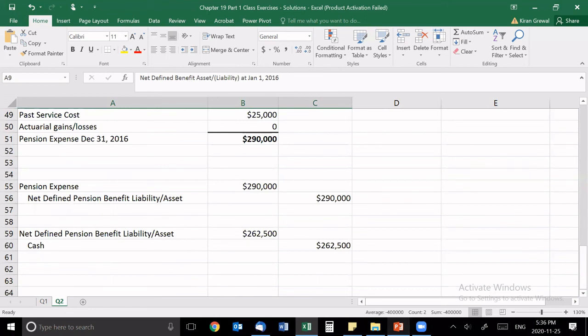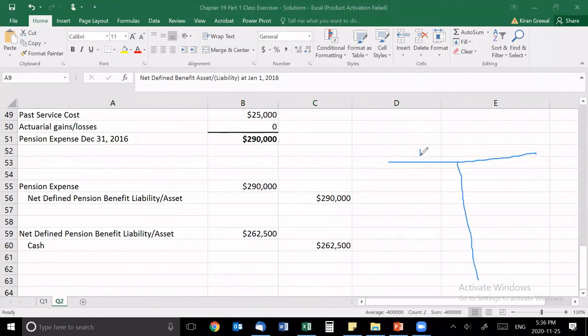Let me just do a quick T account to show you how this all works. If this is our T account for a net defined benefit, our net defined pension benefit is what goes on the balance sheet. We have it right now as a liability, so it's 400,000 as a liability. And we know it needs to be 427,500 at the end because we calculated that earlier.